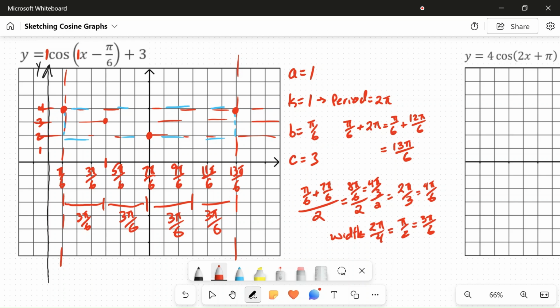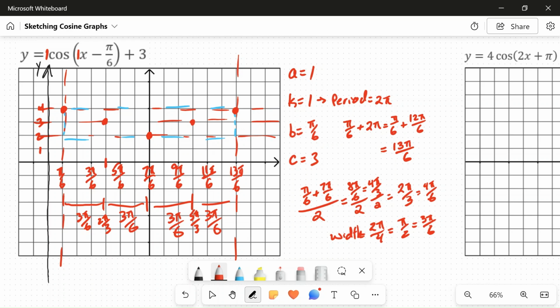So it's going to hit the midline here at, what did we say that was? 2 pi over 3. So this one here is 2 pi over 3. And what's going to be between 7 pi over 6 and 13 pi over 6? That's going to be 10 pi over 6, so 5 pi over 3. Again, you could write that in sixes as well. But so there we go.